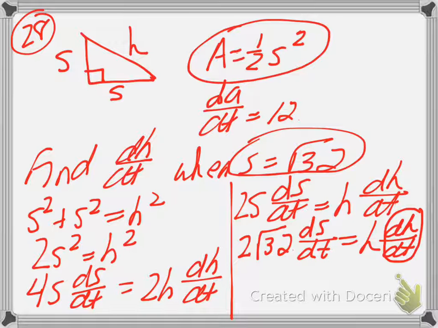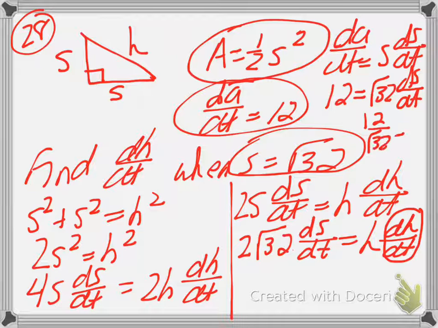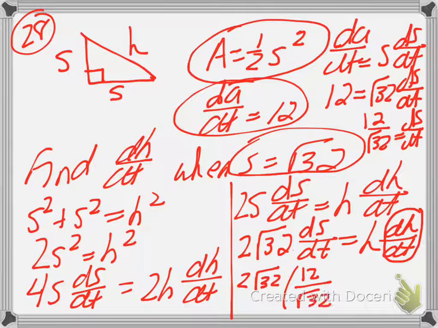So we could say that dA over dt, if we take the derivative of both sides, equals, bring down the 2 and you get 1, just s ds over dt. But dA over dt is 12. And we know that s is radical 32. And therefore, we can find that 12 over radical 32 equals ds over dt. Okay, so I'm going to replace ds over dt with 12 over radical 32, and everything else will stay the same.